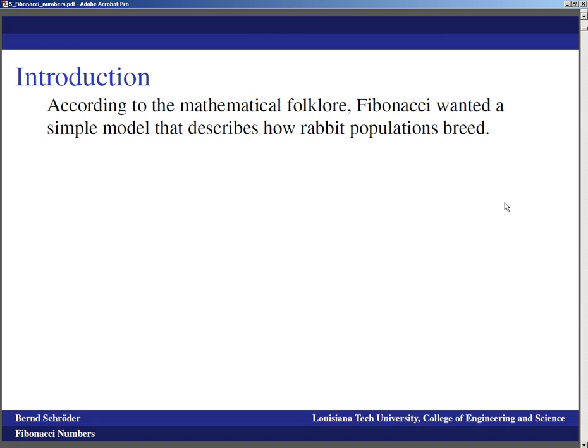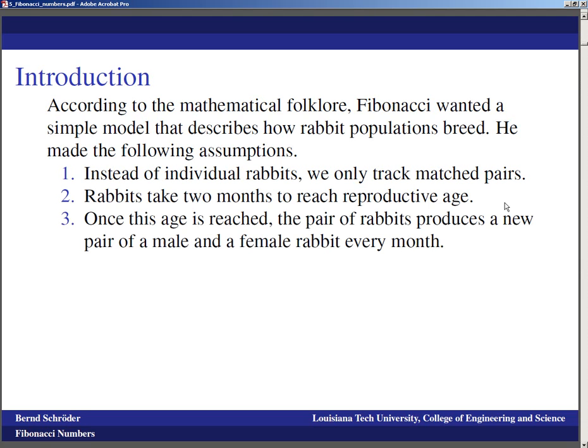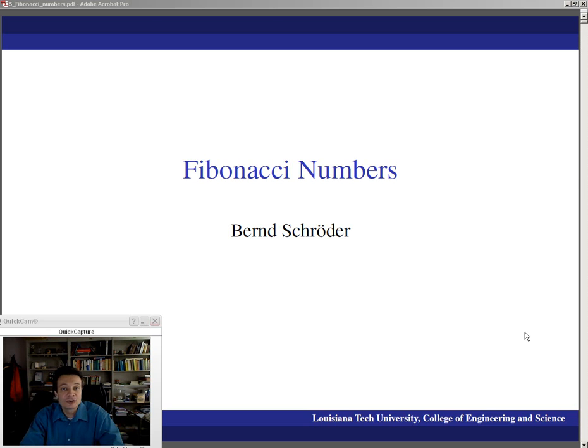A simple model that describes how rabbit populations breed. Now, he made the following assumptions, and we will see right away that those assumptions aren't totally realistic. Instead of individual rabbits, he is only tracking matched pairs. And he's assuming that rabbits take 2 months to reach reproductive age. And once that age is reached, the pair of rabbits produces a new pair of a male and a female rabbit every month.